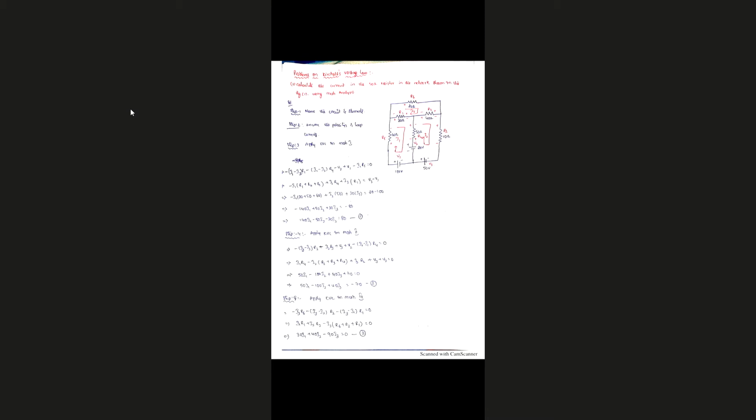Can you see my screen? Yes, sir. So this is an important problem in mesh analysis by using Kirchhoff's voltage law. Calculate the current in the 50 ohms resistor in the network shown in figure 1 by using mesh analysis.